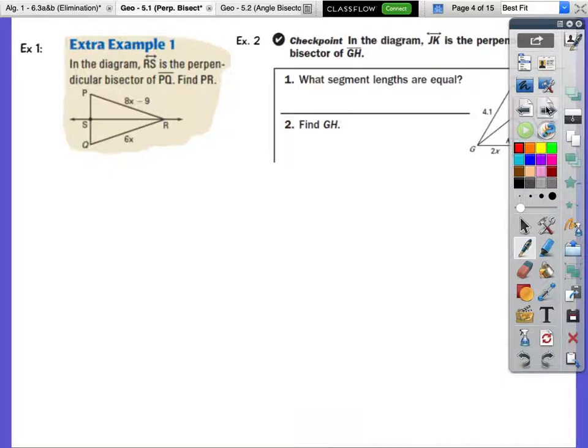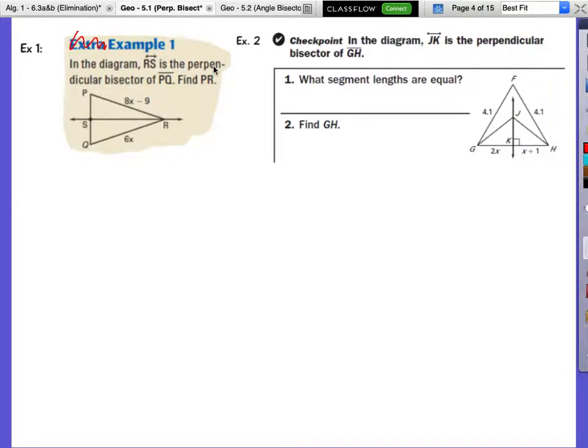So if we continue on, let's look at this example. It's not really an extra example. In fact, it's our first example, so it's just example one. In this diagram, line RS is the perpendicular bisector of segment PQ. Find PR. If it's the perpendicular bisector of segment PQ, that means that line RS is perpendicular to segment PQ, which means it intersects at a 90-degree angle. And what do we know about PS and SQ?